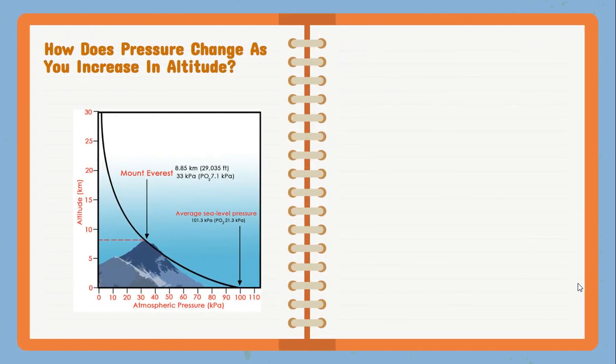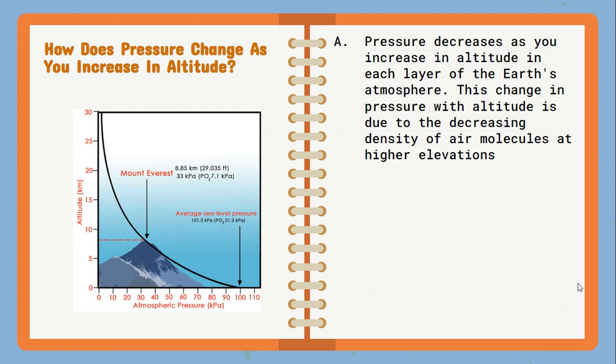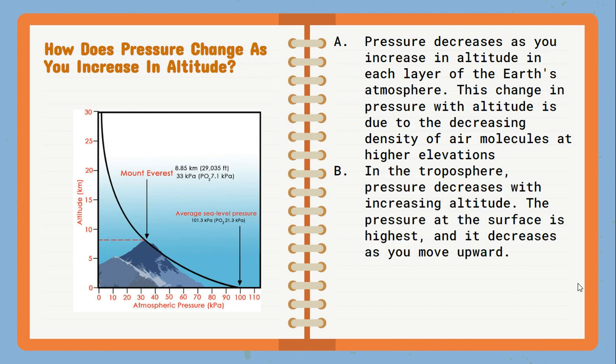But what about pressure change as you increase in altitude? Pressure is going to decrease as you increase in altitude in each layer of Earth's atmosphere, and this pressure change with altitude is due to the decreasing density of air molecules. So remember, at the troposphere is where we see the most air molecules, but as you increase in layers, you see less and less of those molecules. So in the troposphere specifically, pressure decreases with that increasing altitude. Pressure at the surface is going to be highest, so it decreases as you move upward.